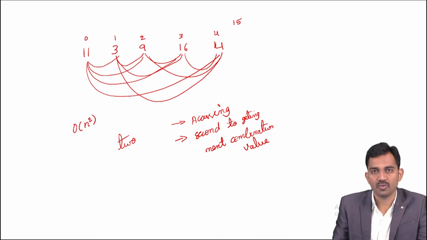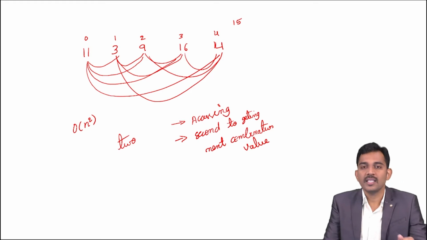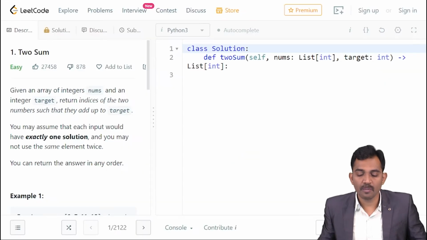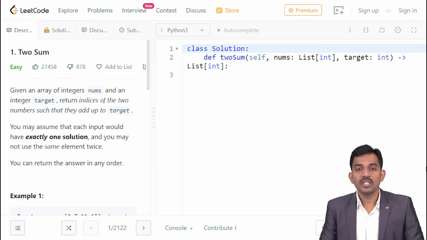Big O of n square. Let us see how to solve this problem in the brute force method. Brute force has the time complexity of big O of n square. So this is the problem I'm going to solve through LeetCode.